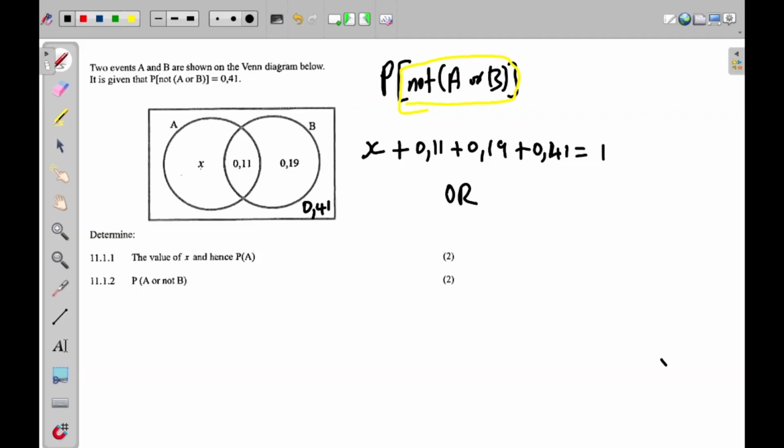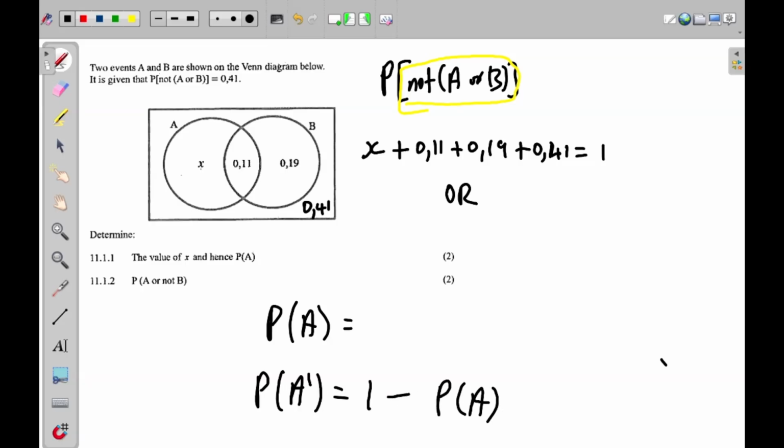If you cannot remember this, an alternative is the complementary rule. What does the complementary rule say? Remember, the complementary rule says, if I know the probability of an event is equal to something, then the probability of the complement of that event will be 1 minus the probability of the actual event. So why am I giving this? I am saying to you, you are given the probability of not A or B.